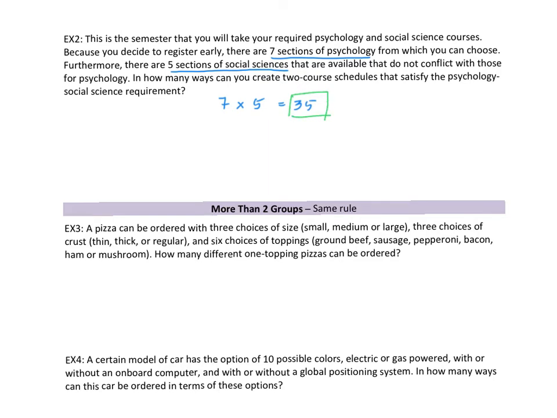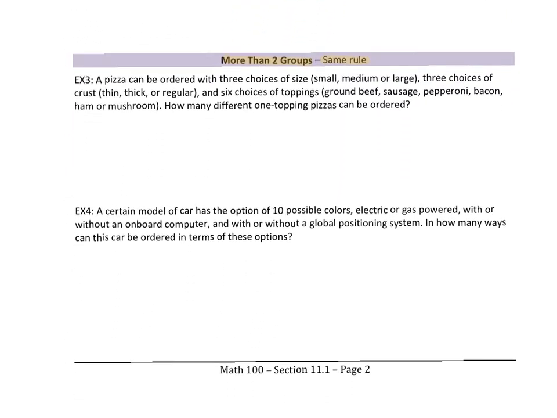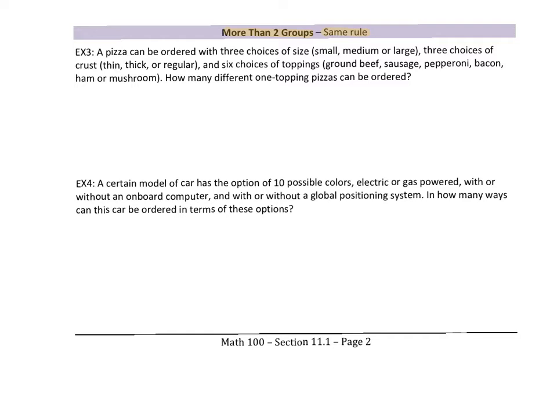So it works with two groups. What if you have more than two groups? Well, if you have more than two groups, it's the same rule. You just multiply all the choices from each group. For example, a pizza can be ordered with 3 choices of size, small, medium, or large. So one group would be the size of the pizza. 3 choices of crust. So the other group would be the crust, thick, thin, or regular. And 6 choices of toppings: ground beef, sausage, pepperoni, bacon, ham, or mushroom.